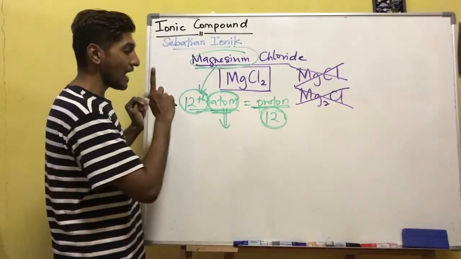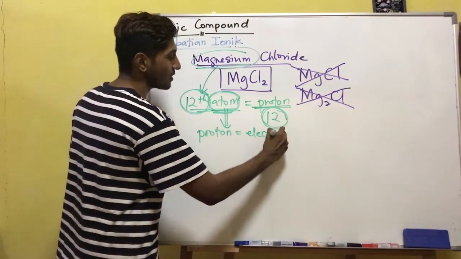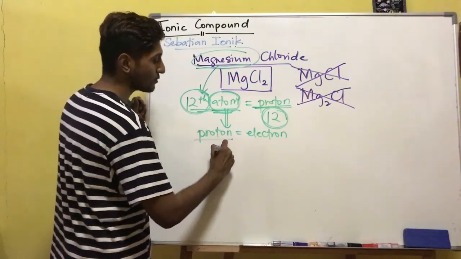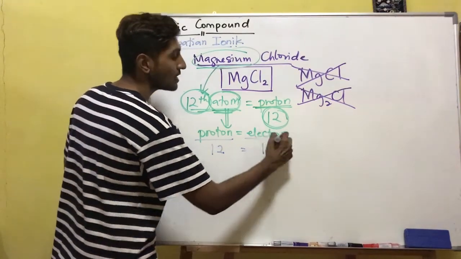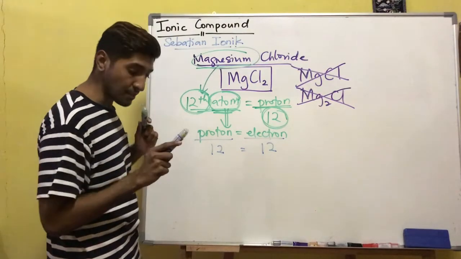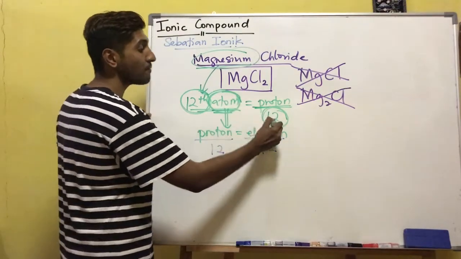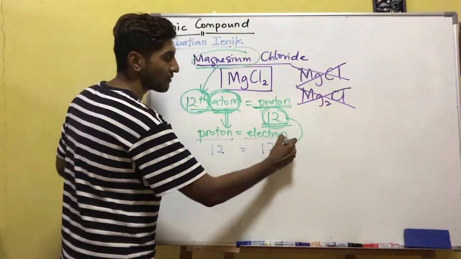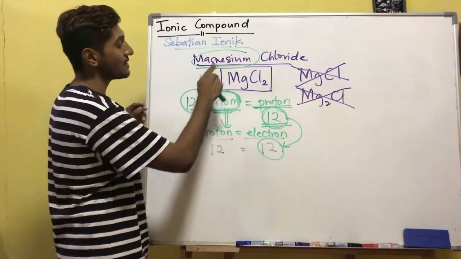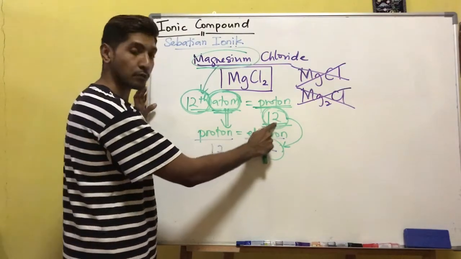Sesebuah atom, an atom would have the same number of proton and electron. Meaning that, kalaulah proton ada 12, elektron pun kena ada 12. So if magnesium is the 12th atom in the periodic table, and since it is an atom, 12 proton would also have 12 electron. Understood? So I repeat, since magnesium is the 12th atom in the periodic table, therefore it has 12 proton.